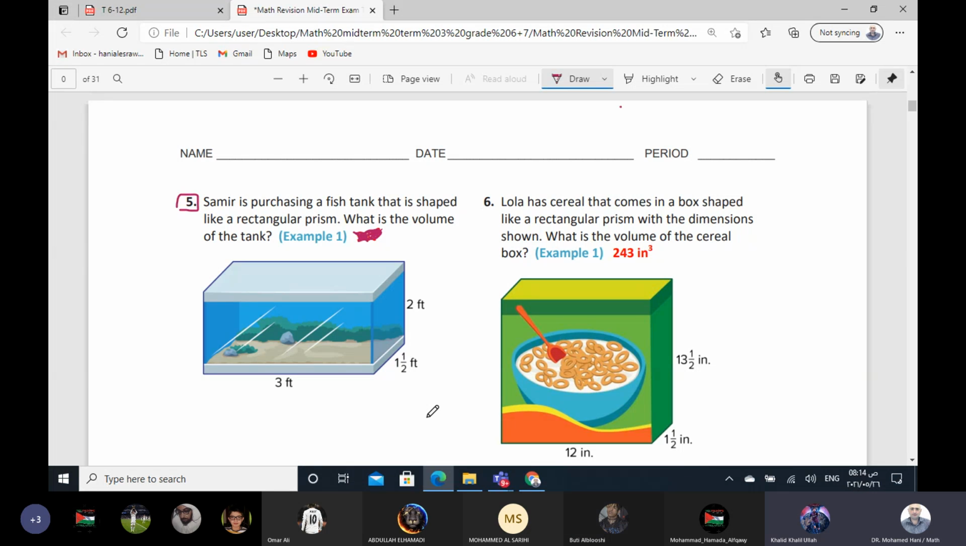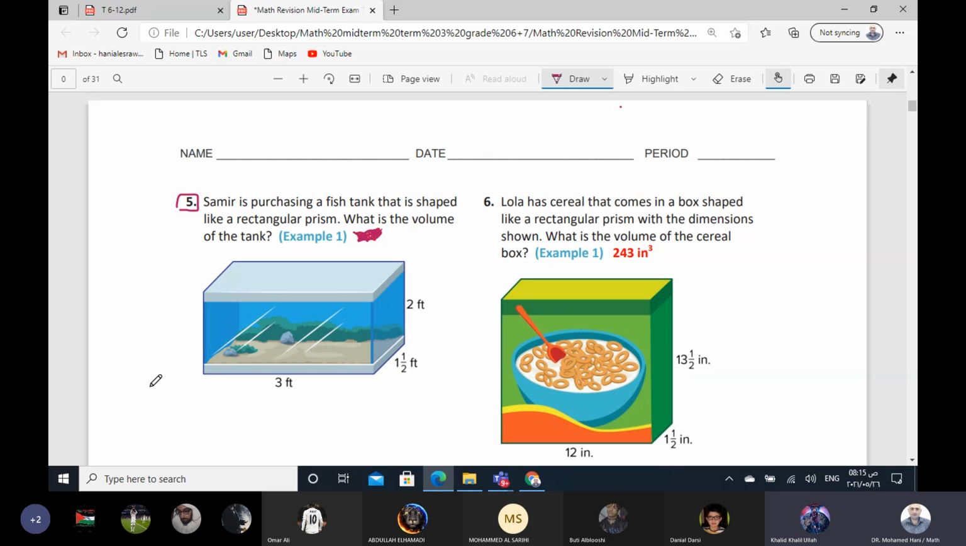Mr., I know the answer. Yes, Khalid. Equal 9 feet. 9 feet, you have it wrong, no problem. Thank you, Khalid. Who has a different answer? Yes, Lotfi. My answer is 9 feet cube. Yes, 9 feet cube. If you said 9 feet, it's wrong. 9 feet cube, yes, it is right.